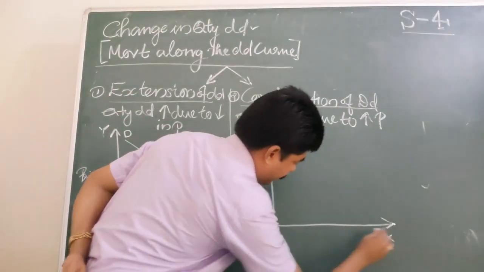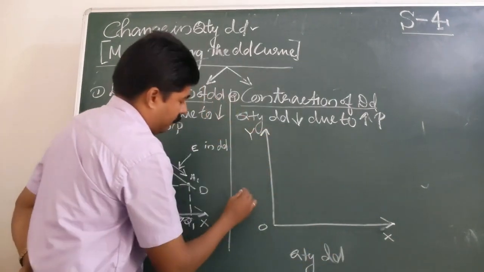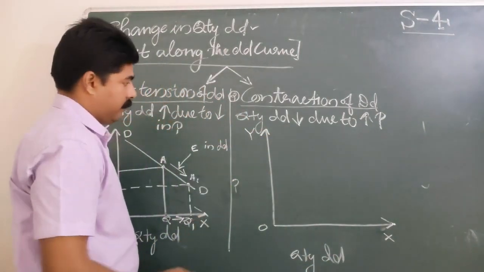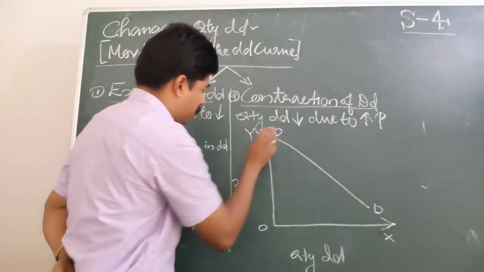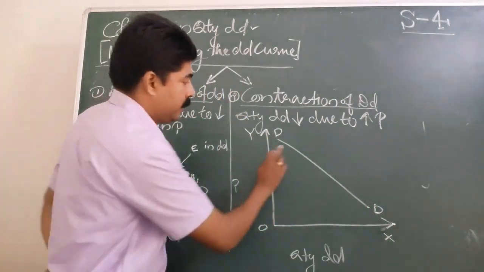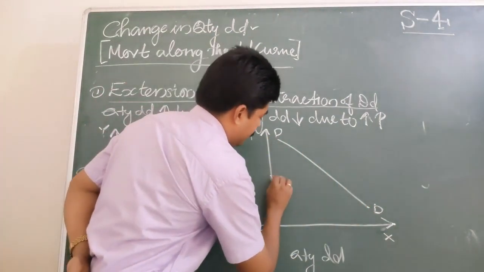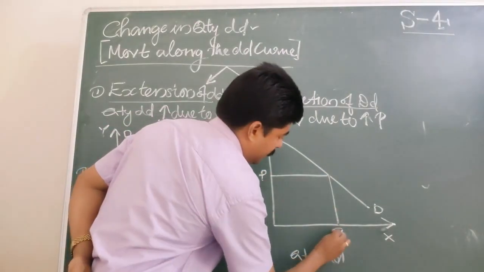OY and OX. OX as usual is quantity demanded, and OY is price. Now we will make a demand curve here. Demand curve DD. Make sure you denote what this line is. DD shows the demand curve. Then denote the initial stage of price and quantity.